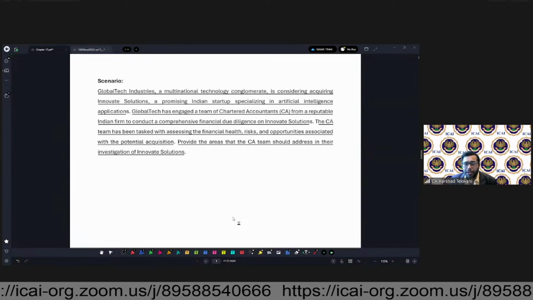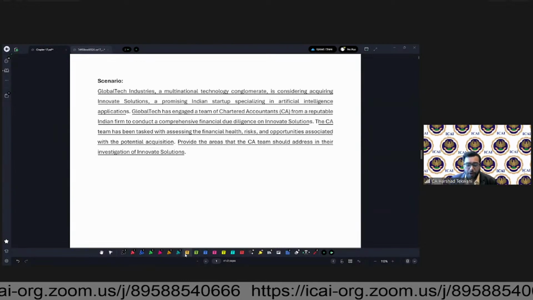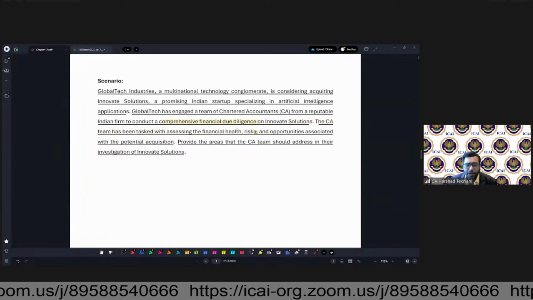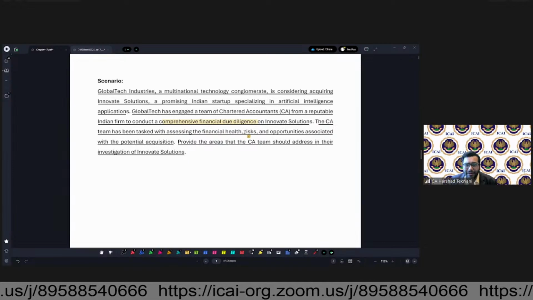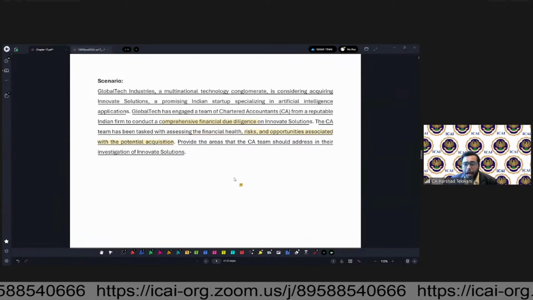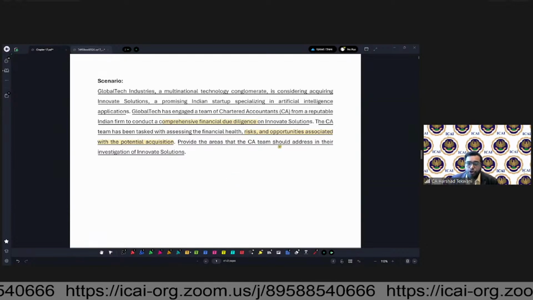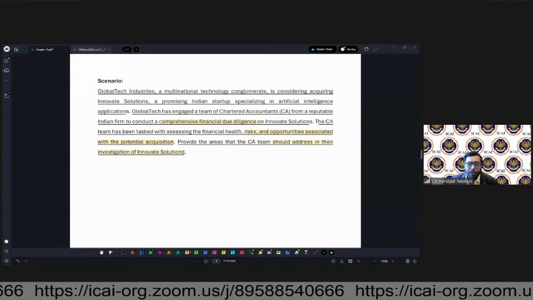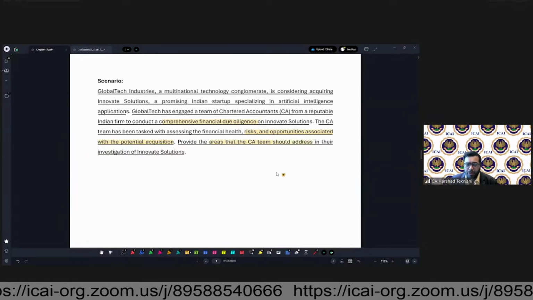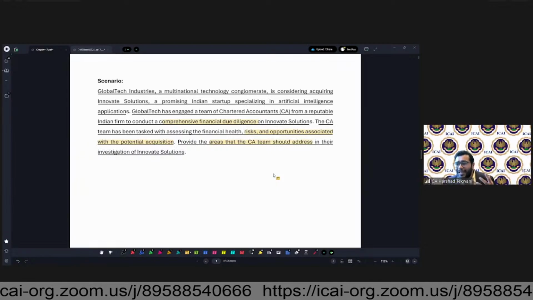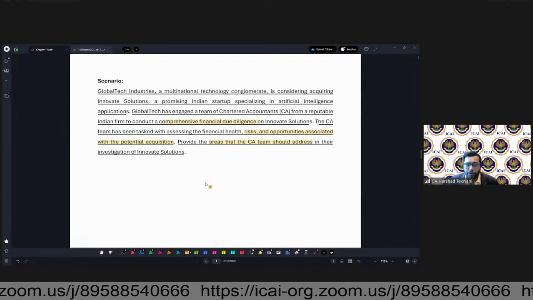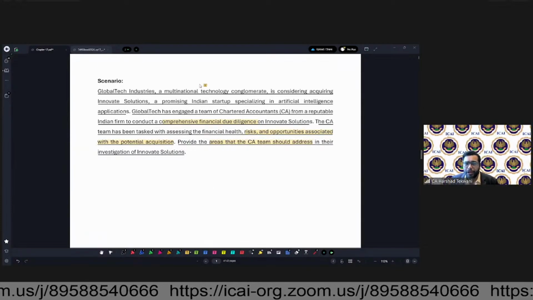So here, the due diligence is required to be performed for the purpose of a comprehensive financial due diligence, to identify risks and opportunities associated with the potential acquisition. Now, you as a team should address what areas you will look for. You need to answer from that point of view. What are the areas that you will address in the case of financial due diligence? Tell me, what are the areas that you will address over here?